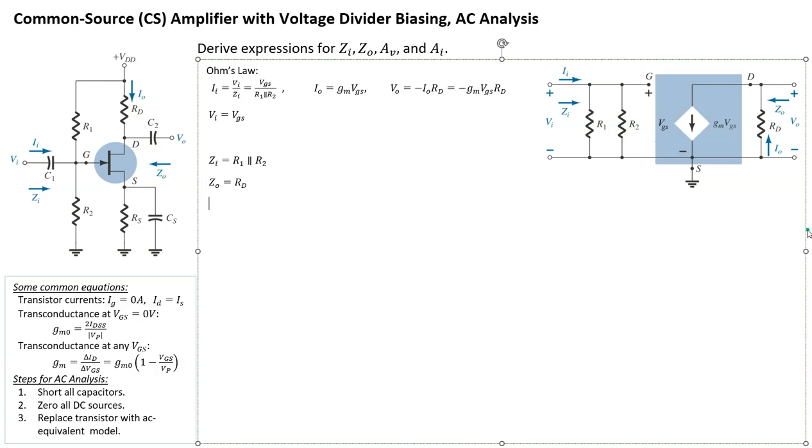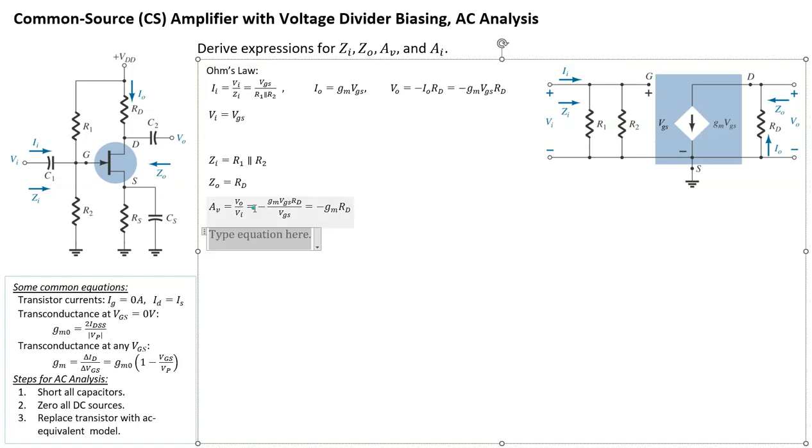Now let's work out the other two, the voltage gain AV and current gain AI. Let's start with AV first. Voltage gain is defined as VO divided by VI. We have an expression for VO, so let's copy it, divided by VI, which is simply VGS. VGS cancels top and bottom, so what you're left with is negative gm RD. And that's AV.